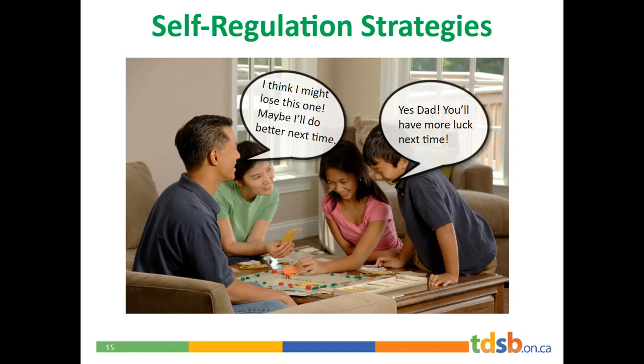This picture shows an example of teaching a self-regulation strategy while playing a board game. We can teach kids how to lose a game without becoming too upset by losing a game on purpose, to model how to lose and to be a good sport. So in this example, Dad says, "I think I might lose this one. Maybe I'll do better next time." And then his son's reaction is, "Yes, Dad, you'll have more luck next time." Also, when our kids are about to lose a game, we can warn them ahead of time and provide some language to self-regulate. So for example, you could say, "Looks like you might lose this one, but don't forget, you won last time."